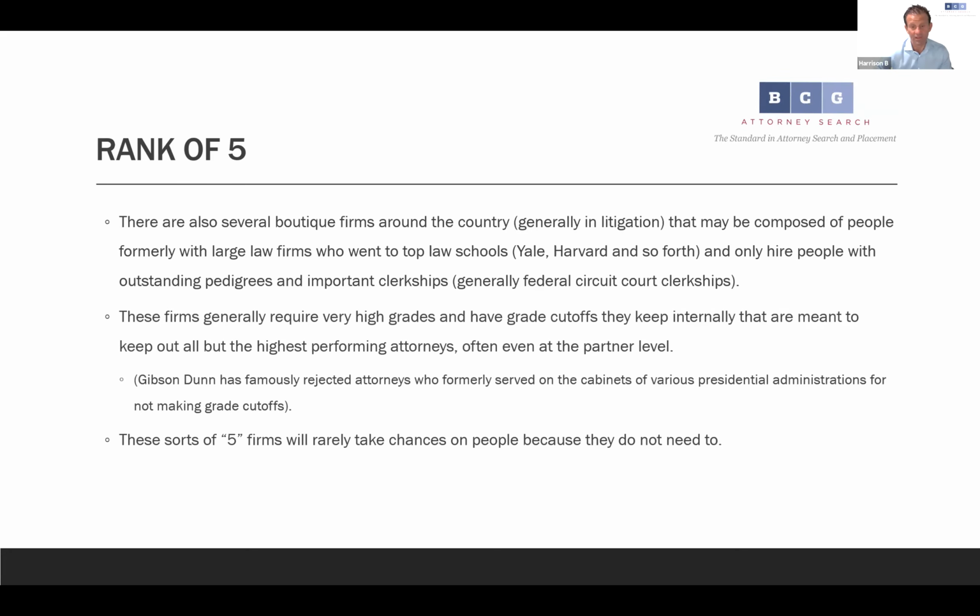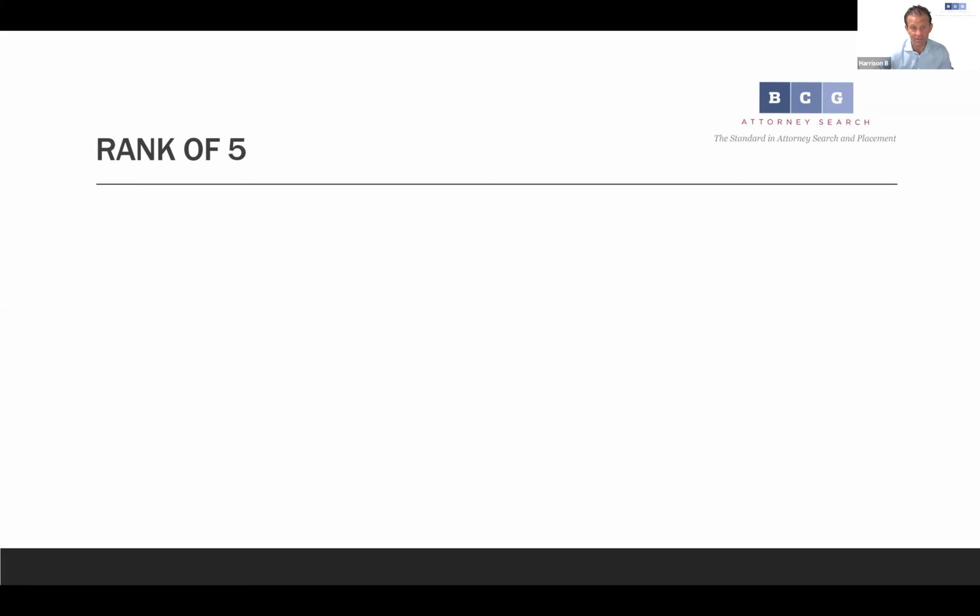And they have very high grade cutoffs. They want to keep out all but the best attorneys. Gibson Dunn's an example. They've rejected attorneys who have been members of presidential administrations because they didn't like their grades in law school, even though the people are in their 60s and stuff, which is funny. So these firms rarely take chances; their brands are strong enough, and they just don't need to.